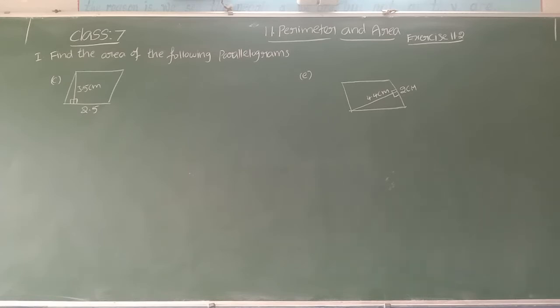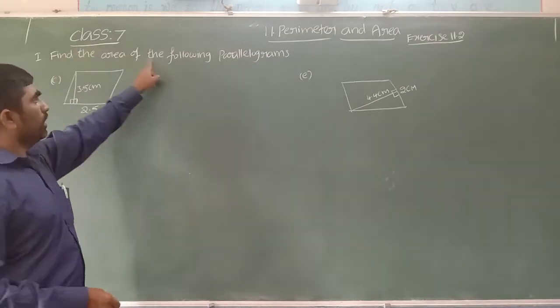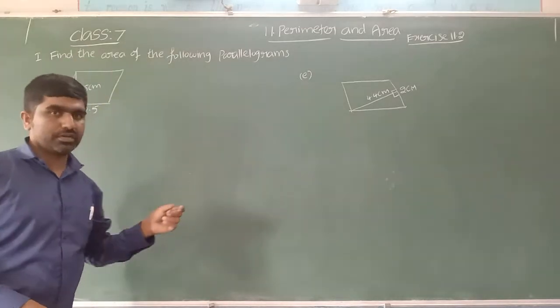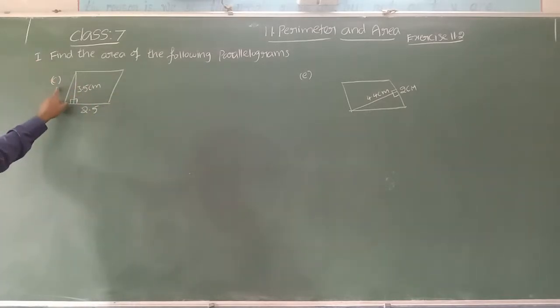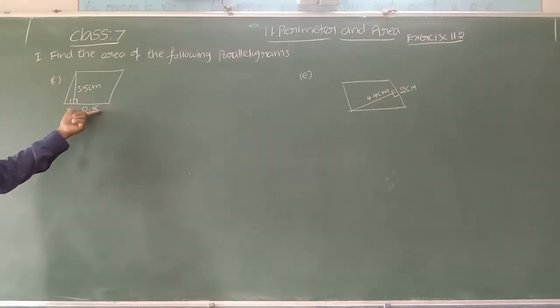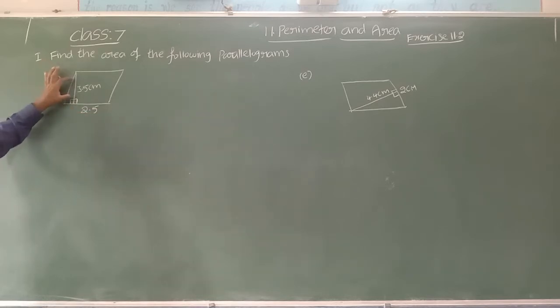Yes, children, let us see some problems based on the area of the parallelogram. Find the area of the parallelograms. From exercise 11.2, here we have first bit C. The base is 2.5, height is 3.5. Height is nothing but the line segment drawn from a vertex to its opposite side, and it makes a right angle on the opposite side.